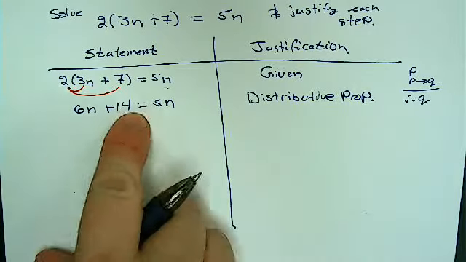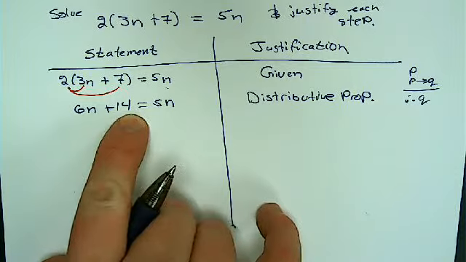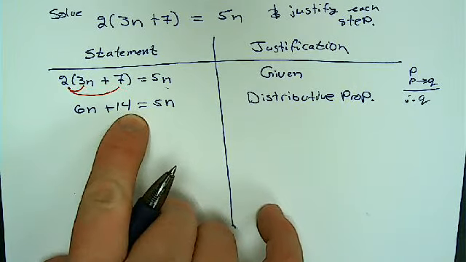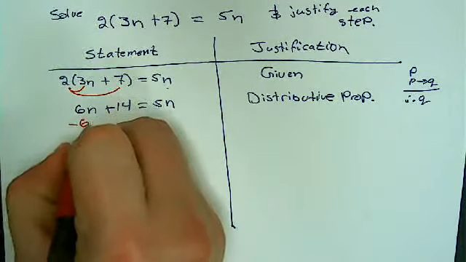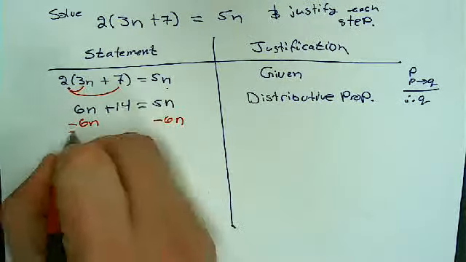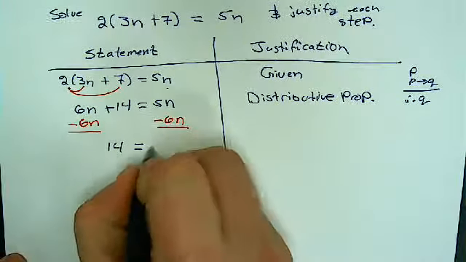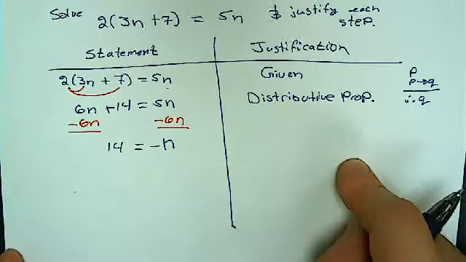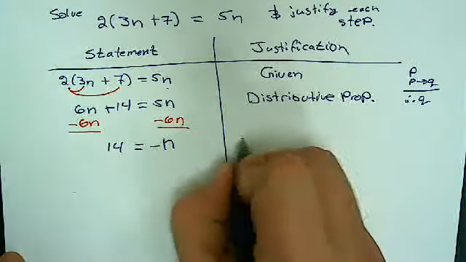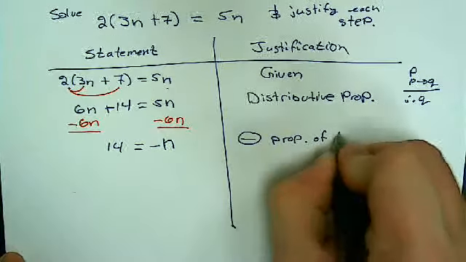Now from there, now what can I do? Subtract? What am I subtracting? 6n from both sides? Okay. And that leaves me 14 equals negative n. And then what rule lets me do that? Subtraction property of equality.